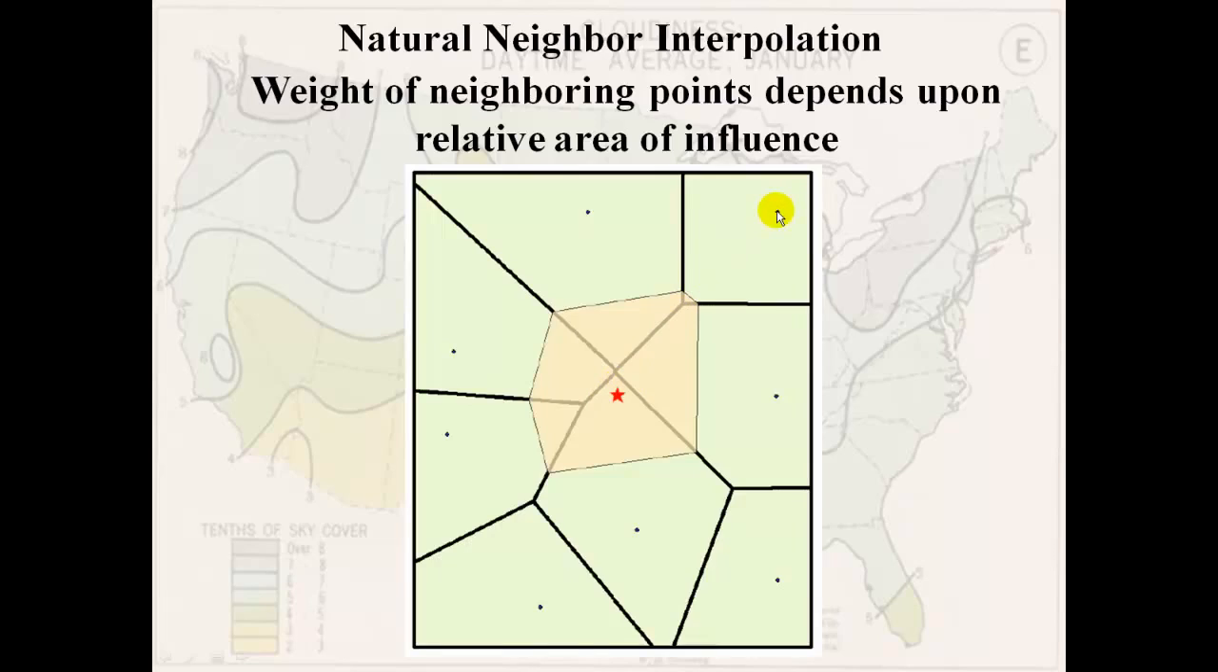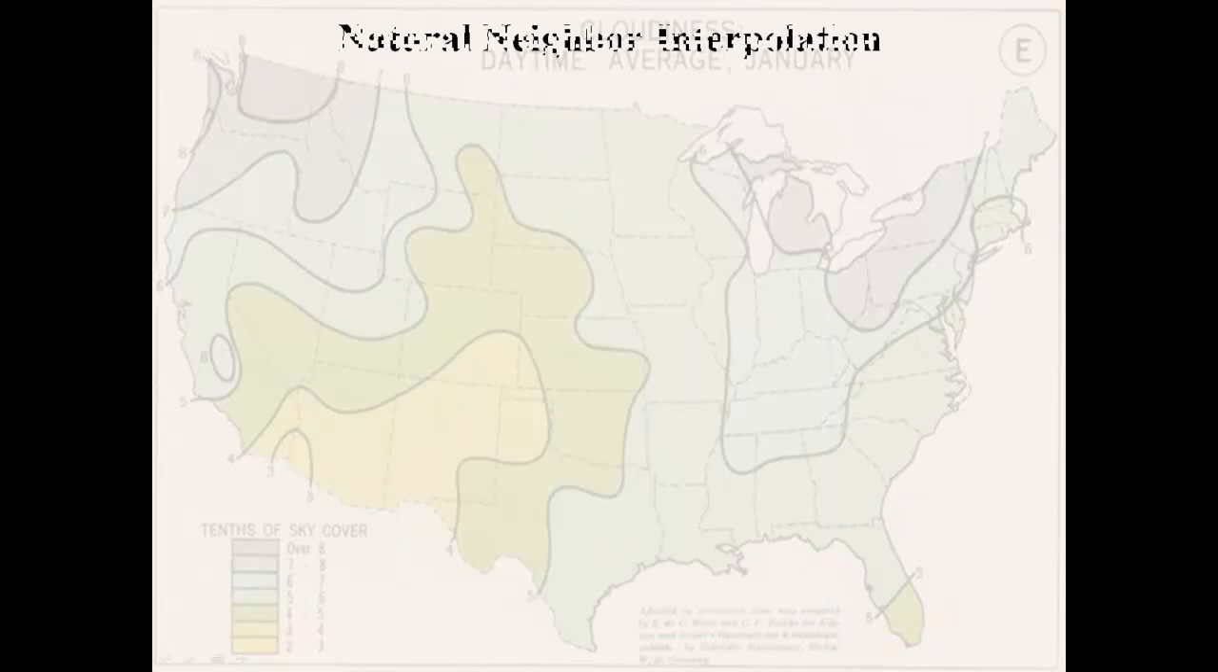This would have a little bit less weight because it's further away, but not that much further away. But in natural neighbors, this point is going to have a lot more weight because it has a lot larger area than this point. So that's the difference between those two.